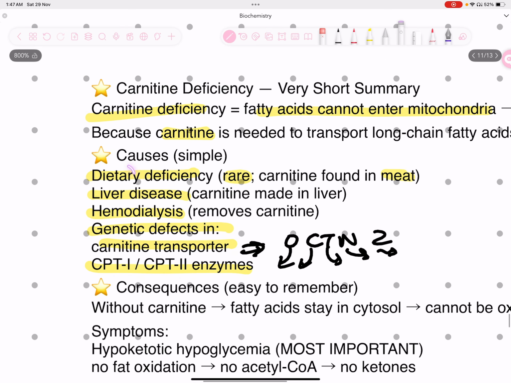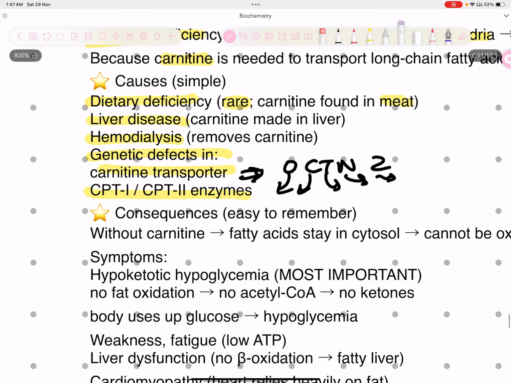Now, out of all of these reasons, only this one gets classified as primary carnitine deficiency. The rest, including the CPT-I and CPT-II enzymes, and any of the factors linked with the oxidation of fatty acids, because there's some issue with fatty acid oxidation, are all going to be grouped in secondary carnitine deficiency. If there's any defect in the carnitine transporter, OCTN2, which is organic cation transporter novel 2, then it will be grouped as primary carnitine deficiency.